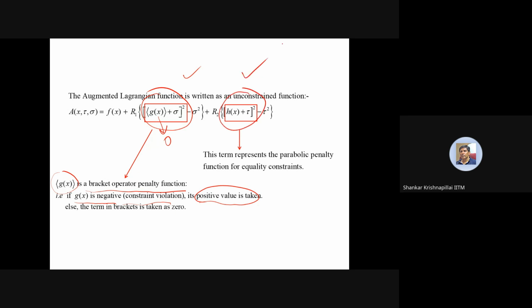So what is this thing here? This is the parabolic penalty function for equality constraint. So the value of h of x is put here. So if h of x is equal to 0, that is the equality constraint is fully satisfied, then the value of 0 will come here. Okay. So these are the penalty functions.